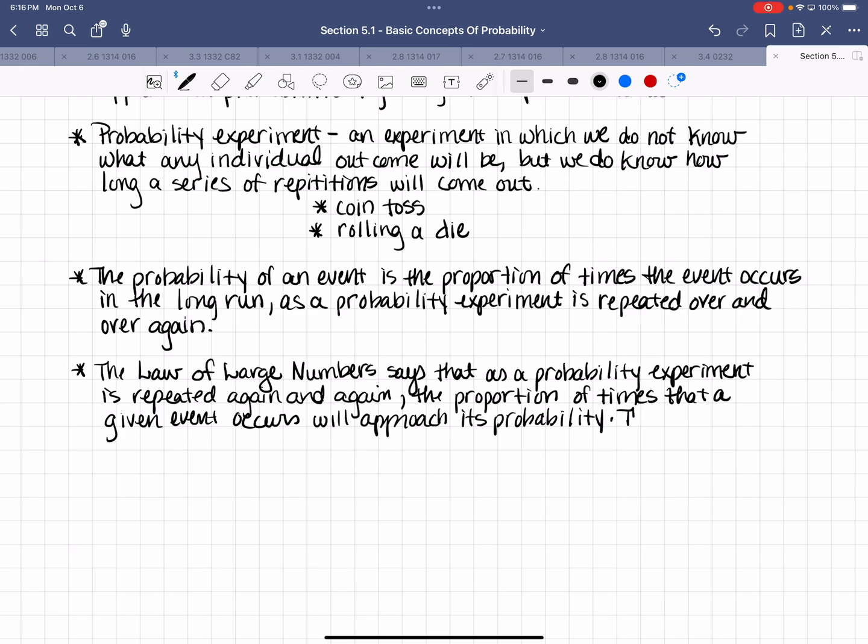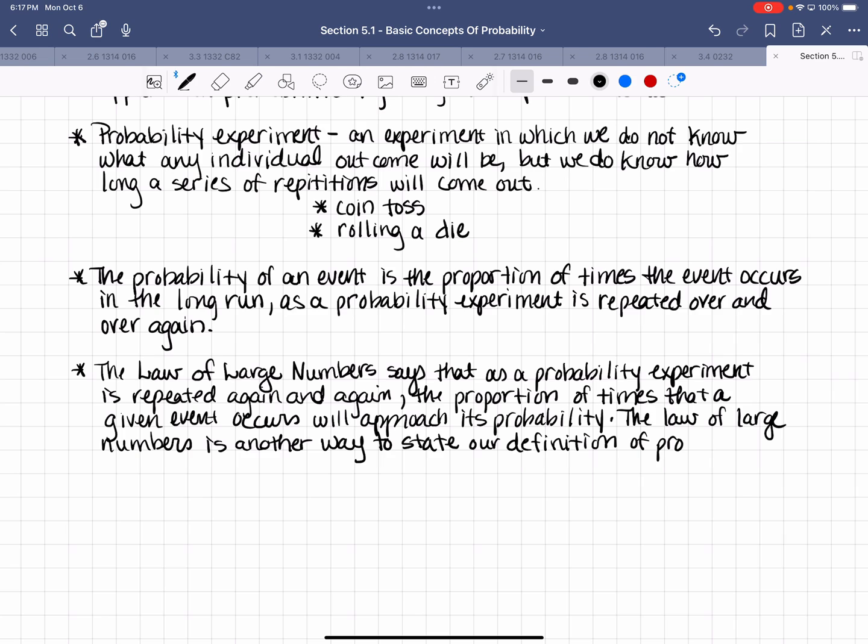The law of large numbers is another way to state our definition of probability. Okay?